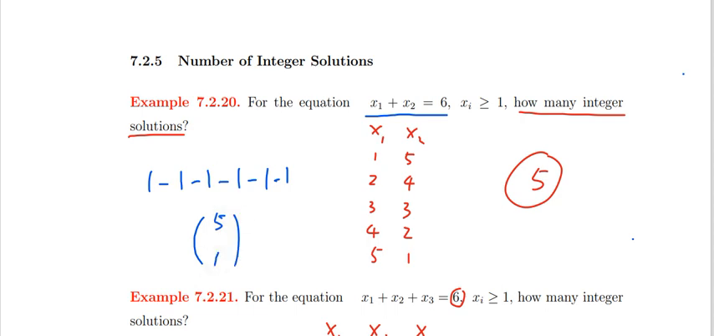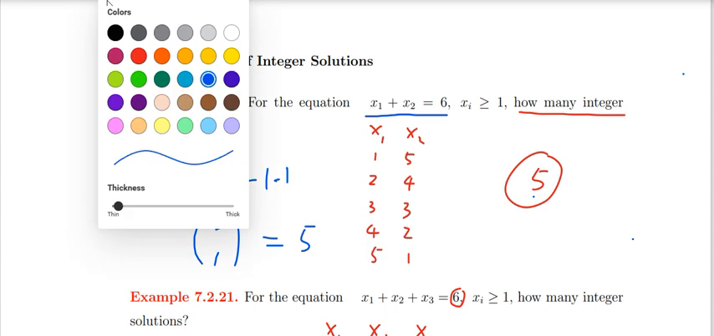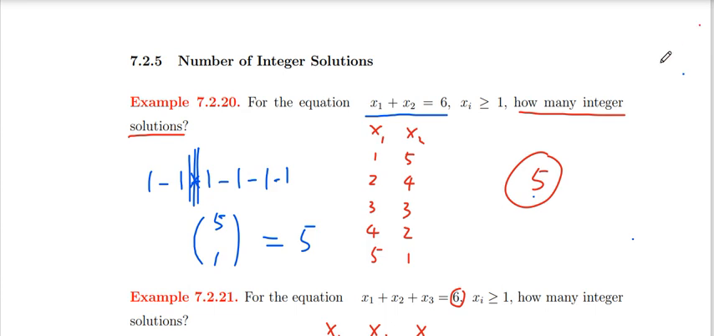Suppose we pick this one. So we get a solution 2, 4, right? So this equals 5. So this equals this, right? Okay, so we can use this way to find the number of integer solutions.